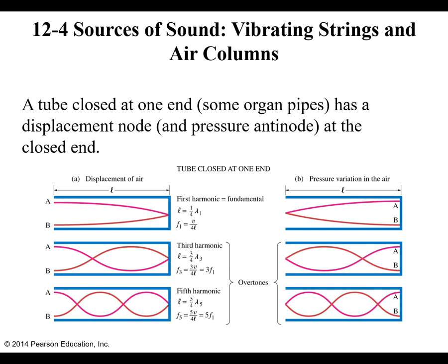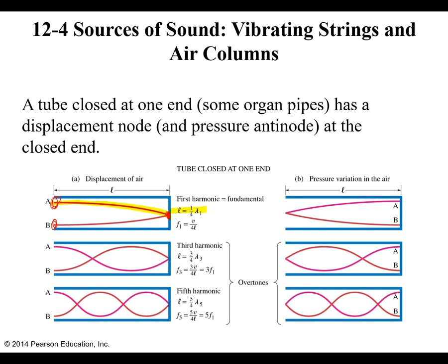Now, what happens here is you have a lot of displacement at the open end, but because the other end is closed, you get 0 displacement there. So you end up with an antinode at the opening and a node at the closed end. So this here is only a quarter of a wavelength. So the length of the tube is only a quarter of a wavelength.